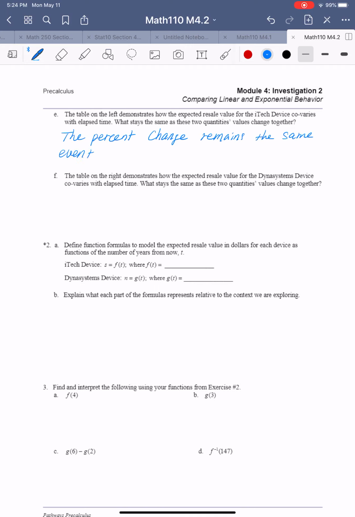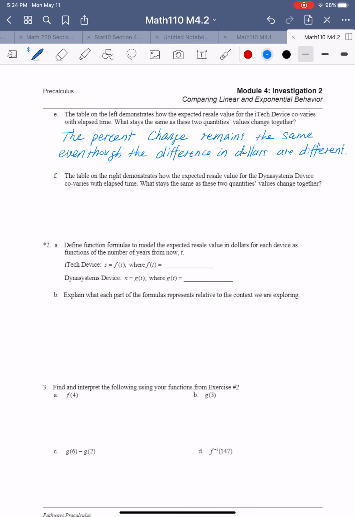Even though the difference of dollars is different, right? Okay. So because always 70% stay the same, right, of the previous price, but the dollar amount is different.